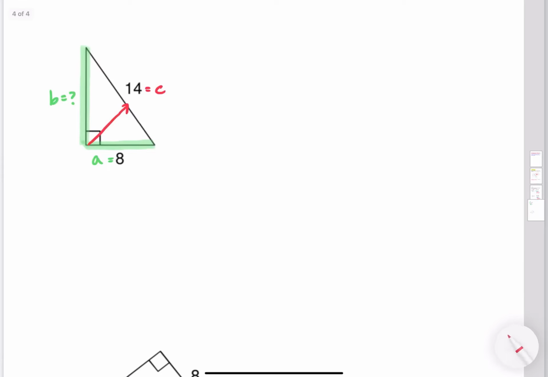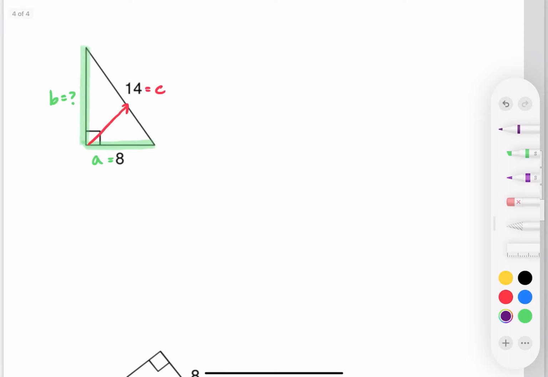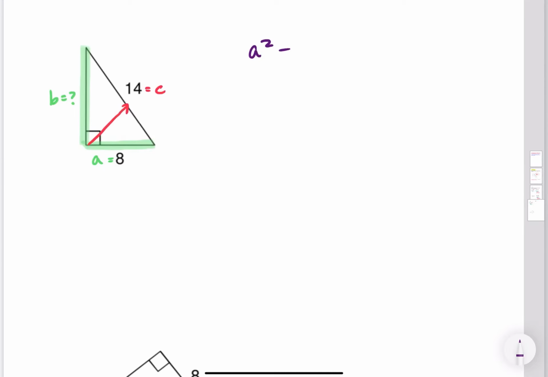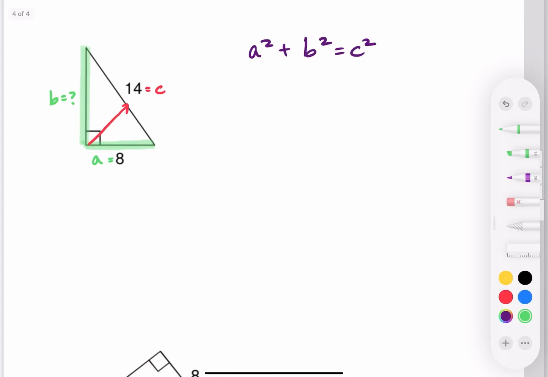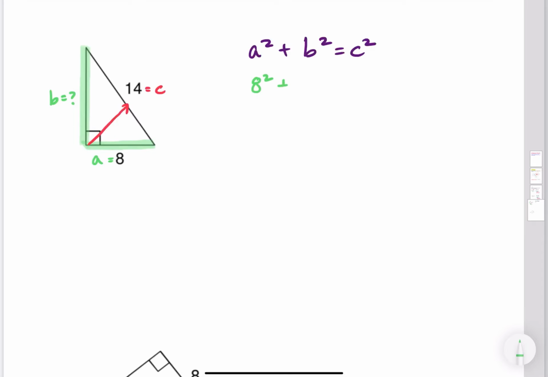So let's go ahead and figure out what B is by substituting everything we know into our formula. So A squared plus B squared is equal to C squared. We do know that A is 8, so that means 8 squared, plus B is unknown, so I'll leave that alone, and C is 14, so 14 squared. So now all we got to do is the math in this case. So 8 squared is going to give me 64. B squared, I'll bring down.